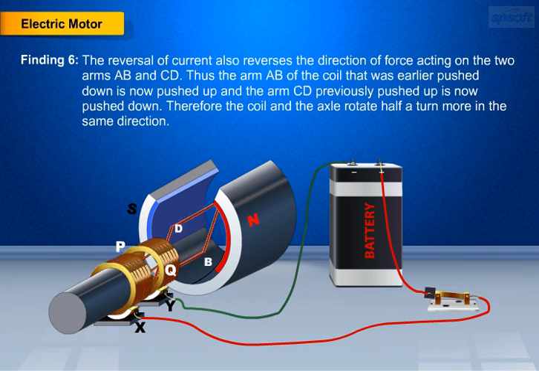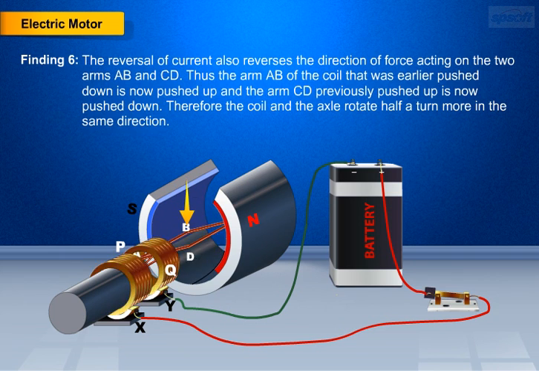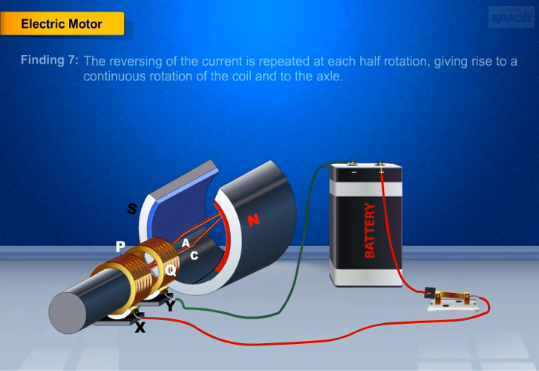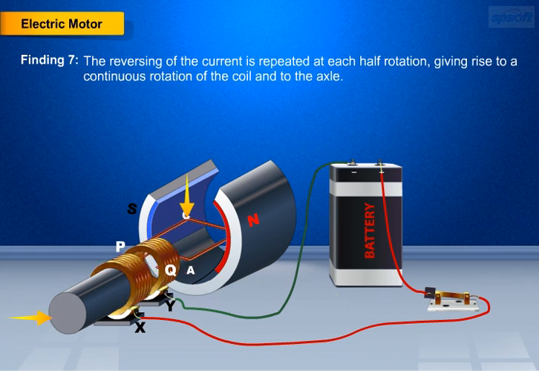The sixth finding is, the reversal of current also reverses the direction of force acting on the two arms AB and CD. Thus the arm AB of the coil, that was earlier pushed down, is now pushed up, and the arm CD, previously pushed up, is now pushed down. Therefore the coil and the axle rotate half a turn more in the same direction. The seventh finding is, the reversing of the current is repeated at each half rotation, giving rise to a continuous rotation of the coil and the axle.